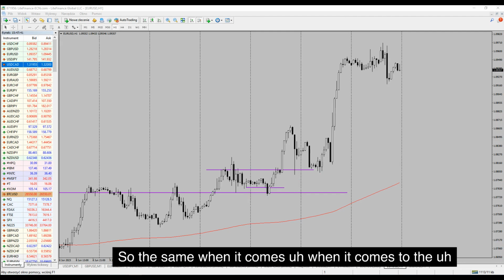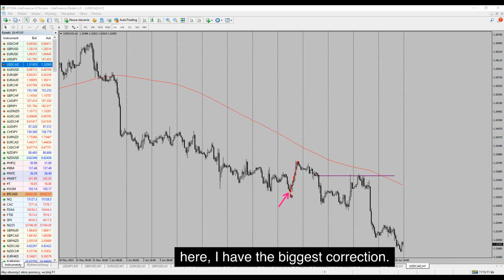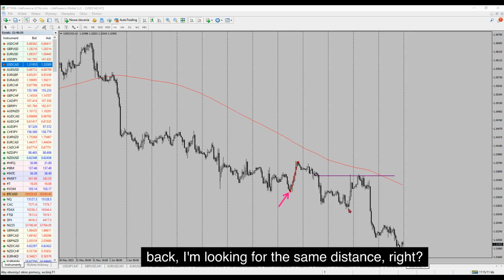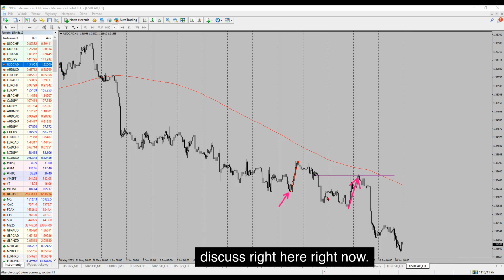So the same when it comes to resistance and support on the second chart we are going to discuss, trying to use the easiest possible method, right? In that case, as you can see here, I have the biggest correction, and if we are looking for the market pulling back, I'm looking for the same distance, right? And then I'm looking at the smaller time frame for the execution, but the execution is what we are going to discuss right here, right now.